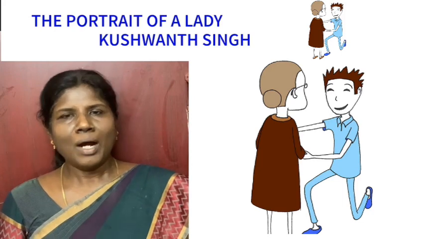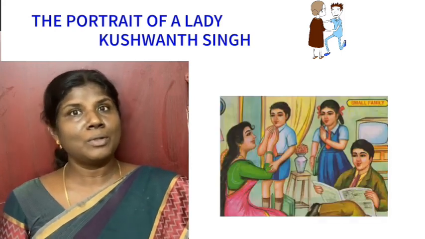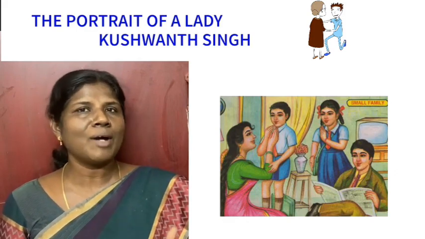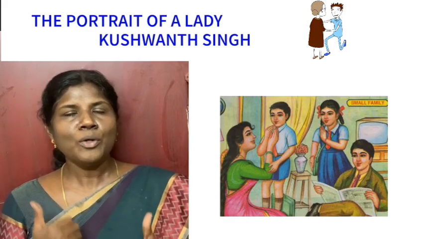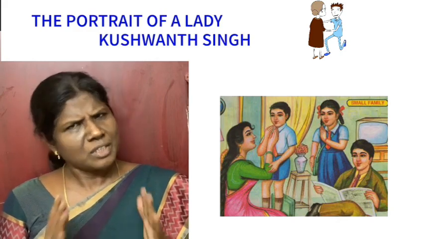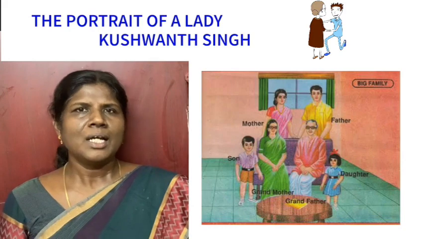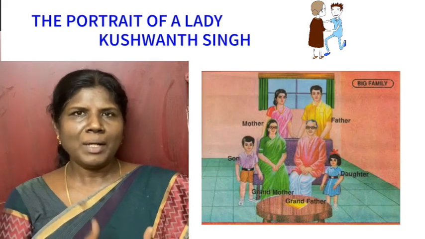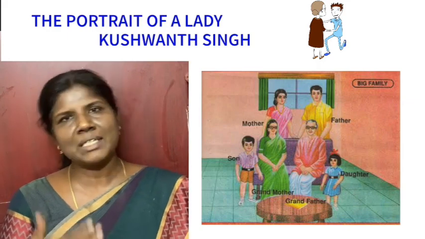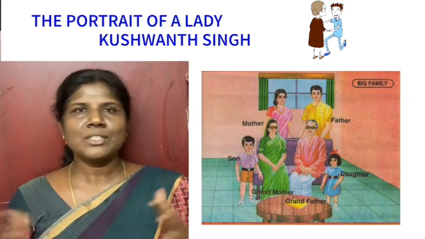ஓகே, you would have heard about two terms, nuclear family and joint family. Do you know the difference between nuclear family and joint family, children? Nuclear family means only mother, father and children alone. These days most of the families are nuclear families. Joint family, you know, apart from mother, father and children, parents will be there, grandparents will be there. In some families even uncle, aunt, cousins are also joined together.